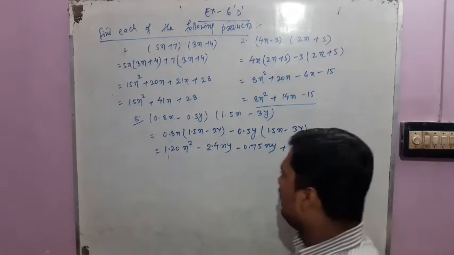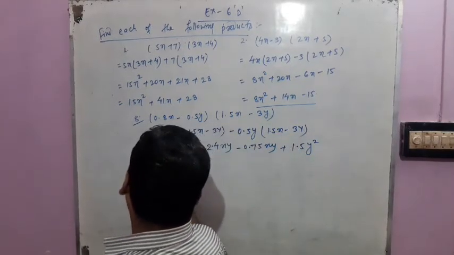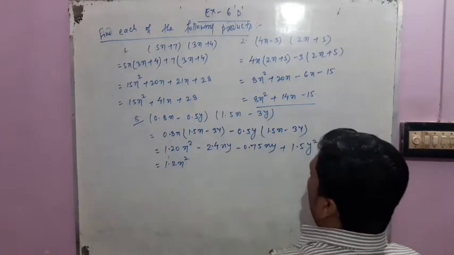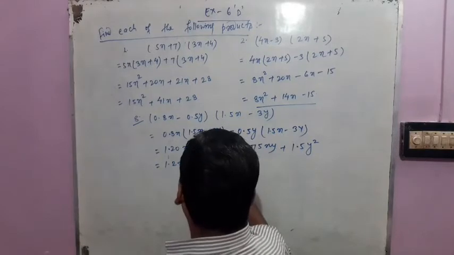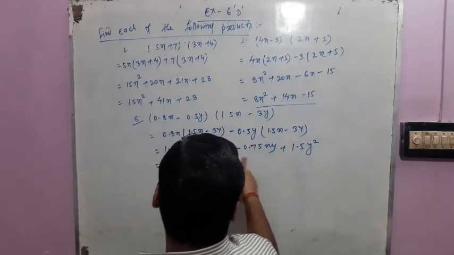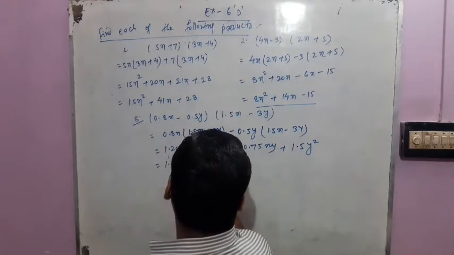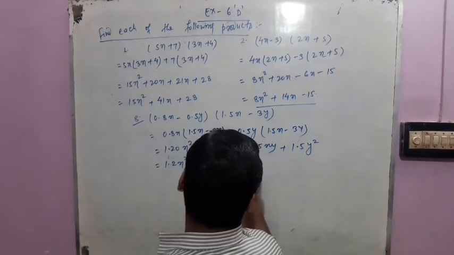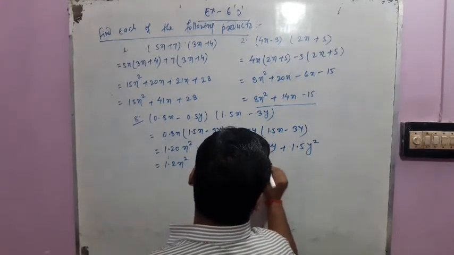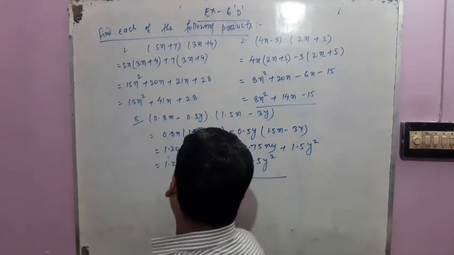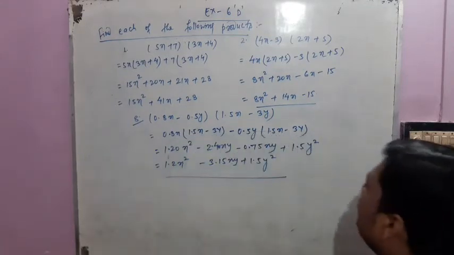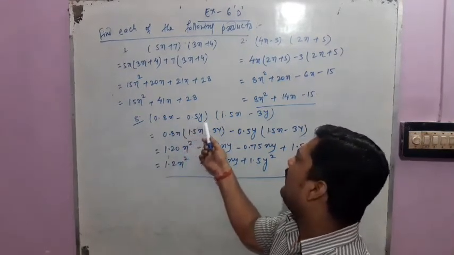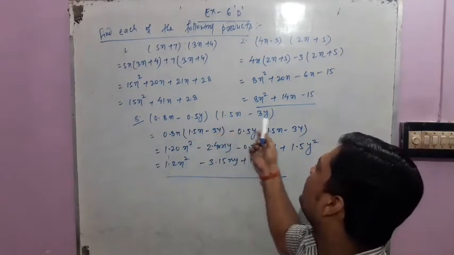Okay friends? Now 1.2x square. Now we have to add the terms. So we put 0 here for adding, to make it easy. So 3.15xy plus 1.5y square. That is the product when we multiply 0.8x minus 0.5y with 1.5x minus 3y.